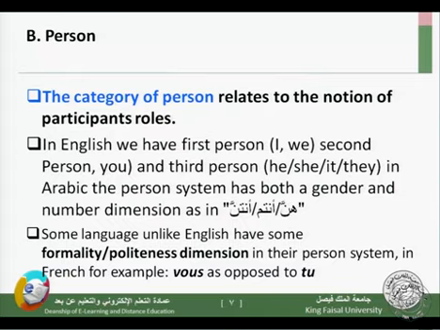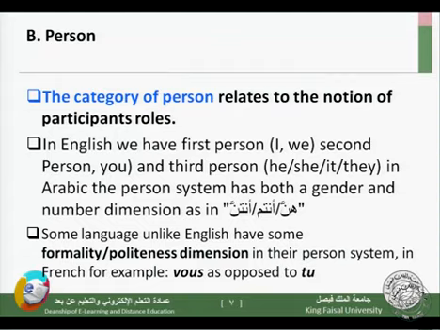Antum in Arabic means men or males. In English, you is for singular you and second plural you. In Arabic, look, antum, antunna. So in Arabic we have both the gender and the number. You need to think of this when it comes down to translation.